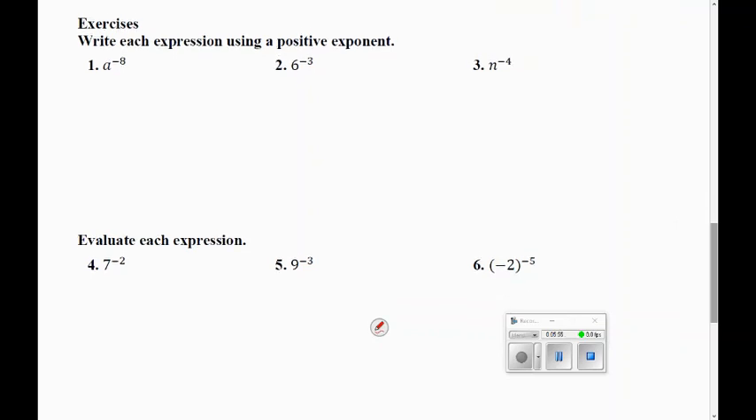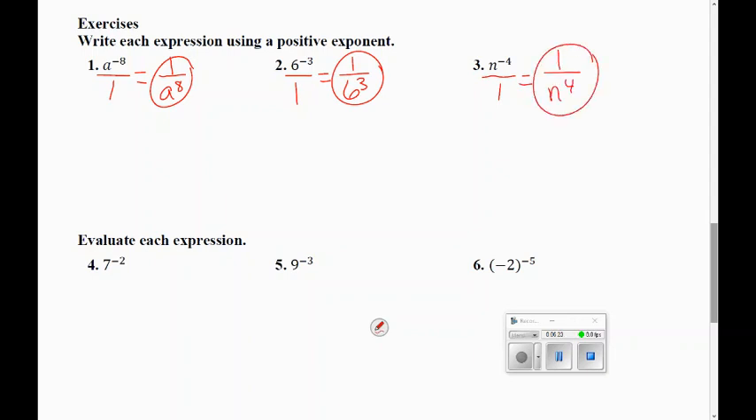So the examples are very similar to what we did in our notes, okay? So we're going to go ahead and put a 1 on the bottom and flip that over. So it's 1 over a to the power of 8. Number 2, put a 1 on the bottom, flip it over, 1 over 6 to the third. And number 3, put a 1 on the bottom and make it reciprocal, which is 1 over n to the fourth.